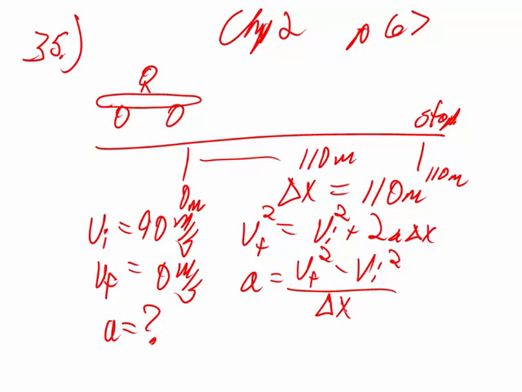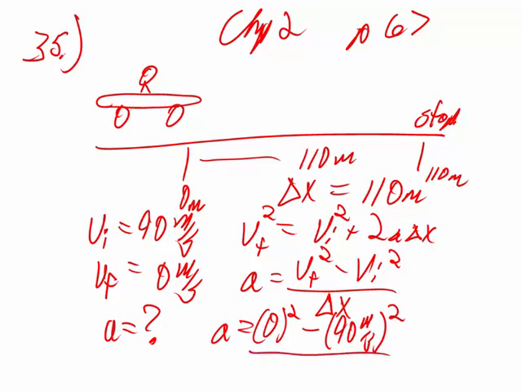So we solve the equation for A, and we plug in. What's the V final? Well, V final is 0. So that's 0 squared, which is 0, minus, now listen, this is not minus 90, it's minus parentheses 90 squared. Think about your order of operations. You're not making velocity negative, you're subtracting the initial velocity. It doesn't make it negative. You have to be careful there. Don't forget your algebra. And then divided by what? Well, the delta X was 110 meters. All right, and so what do we get?